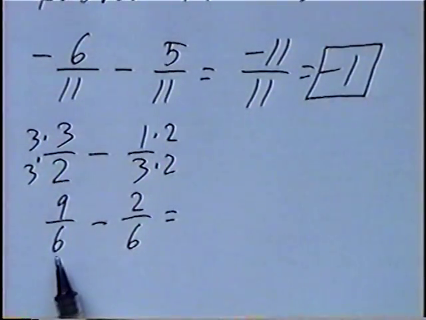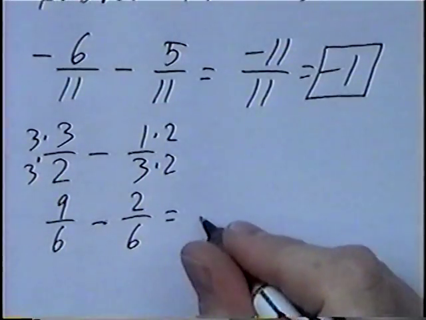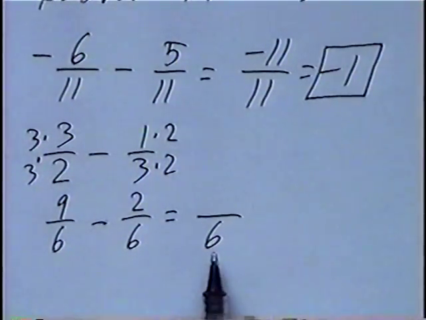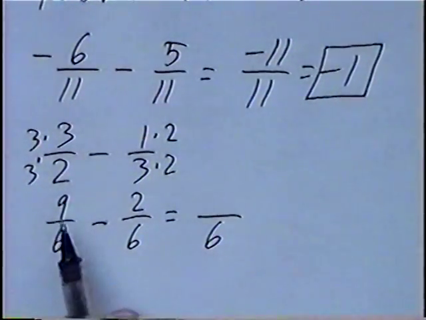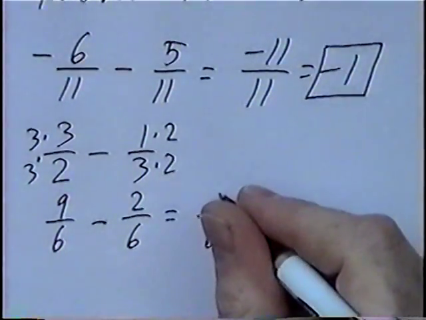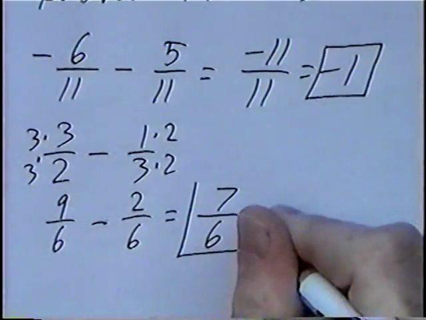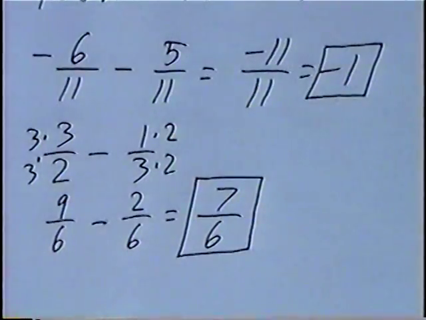So changing the question to 9 over 6 minus 2 over 6, the denominator again would stay the same, and subtracting 9 minus 2 would be 7. So our final answer will be 7 over 6.